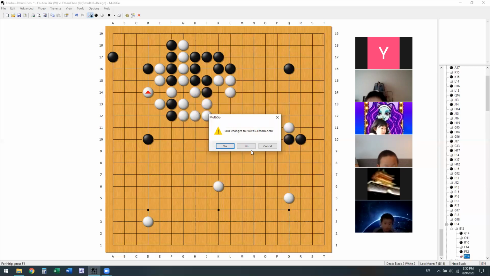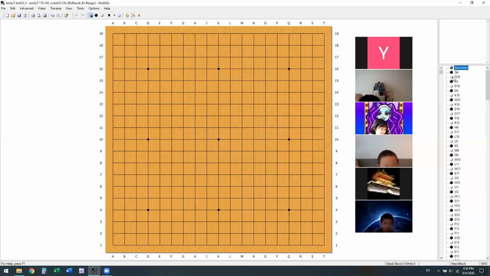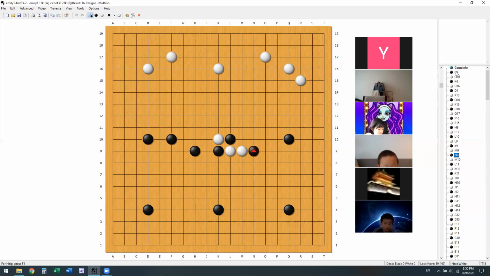Well, Emily, let's look at your game first. From the beginning, you are white. I know, Bo, you win the game eventually, but there are some moves that are not very good. For example, like this one. This one is a very bad move. Why? It's because it doesn't have any connection with any of your friends.